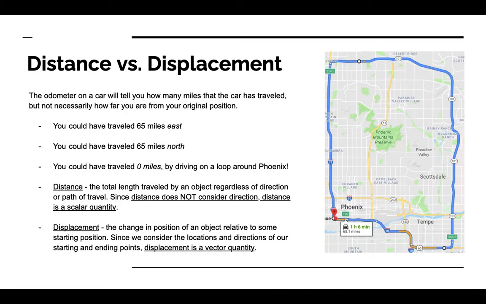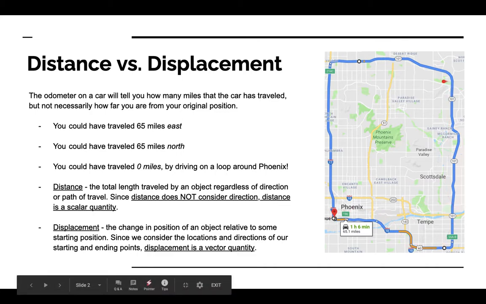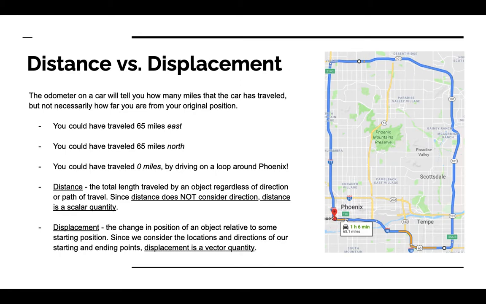So this is what I mean by right here. If you look at an odometer, it's a little dial on your car that tells you how many miles the car has traveled. So the odometer tells us the distance that we traveled, but not necessarily how far we are from where we originally started. So again, if I start right here, I could travel 65 miles all the way around Phoenix and end up back where I originally am. And my odometer would tell me I traveled a distance of 65 miles, but I have ended up 0 miles away from my original position.